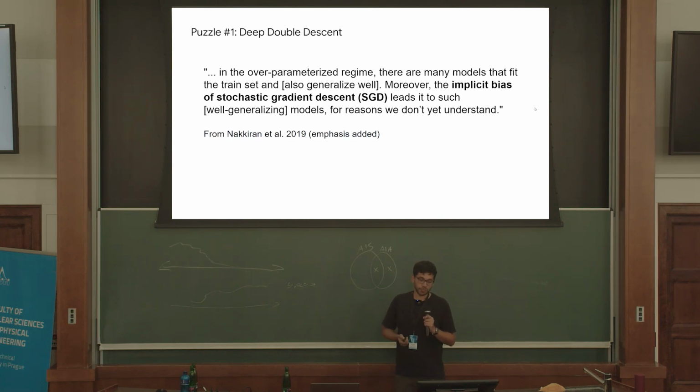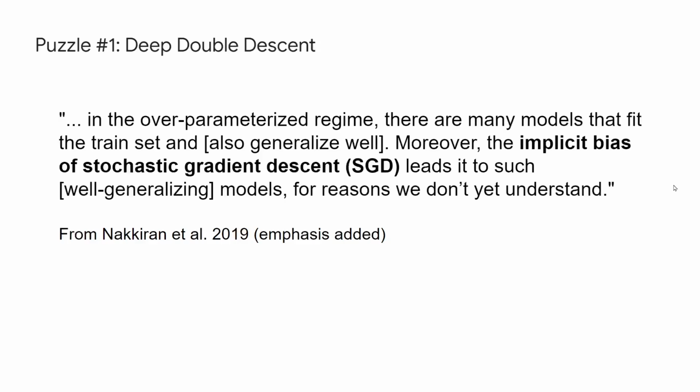And there's this quote from this paper, a term that's used in a lot of papers which are trying to point at this confusion: the implicit bias of SGD leads to generalizing models. So past the interpolation threshold, once the models are in the overparameterized regime or the overcapacity regime, you end up with lower test loss. So that's one way of characterizing a well-generalizing model. And we don't really understand why this happens.